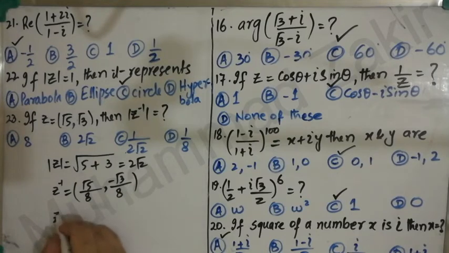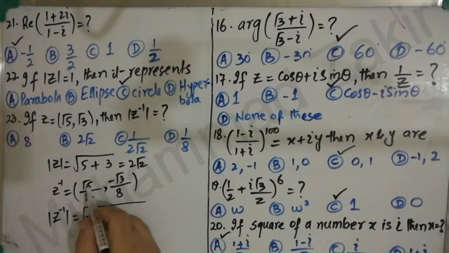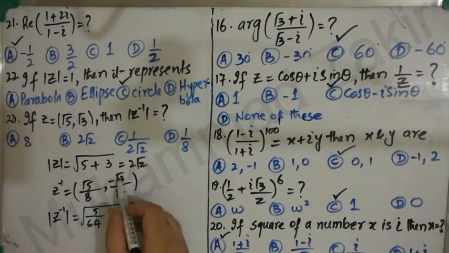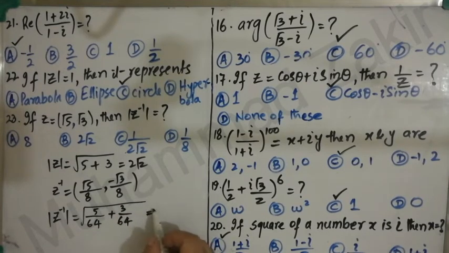And its modulus, how can we calculate? Real part square plus imaginary part square again and their sum. This will be 5 by 64 plus its square 3 by 64, that is 8 by 64, which is 1 by 8 square root. So this will be 1 by 2 square root 2. So the moduli of these two complex numbers are reciprocal of each other, or multiplicative inverses of each other. Moduli in fact are real numbers. So the real numbers associated with z and z inverse are inverses of each other. Look at it. Z inverse modulus is option C.